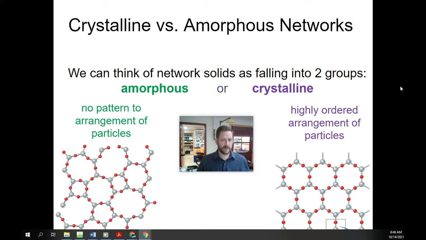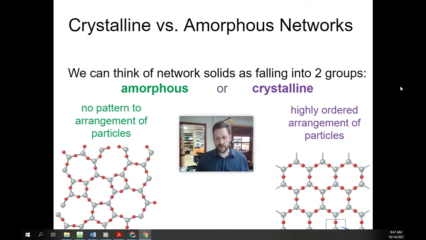And silicon dioxide is glass, a general way of describing glass, but quartz also has the formula SiO2. And it's important to note that these network covalent structures can be either amorphous, in other words, there's no pattern to the way those particles are arranged, or they can be crystalline, where there's a highly ordered arrangement of the particles. And this would be the difference between glass and quartz crystals.